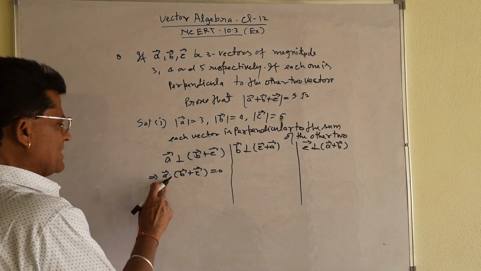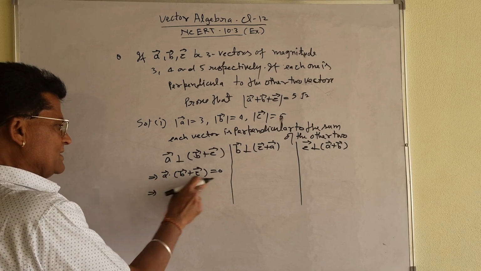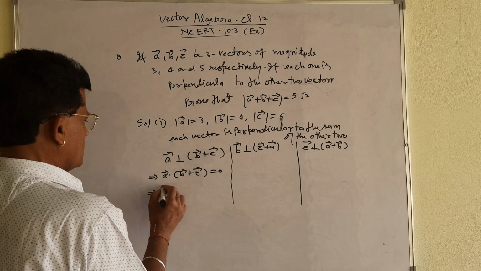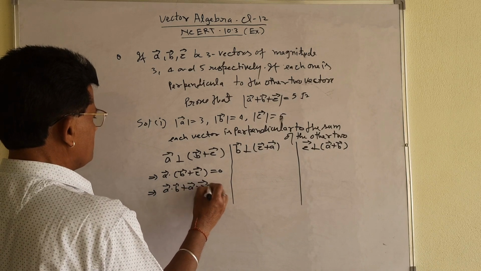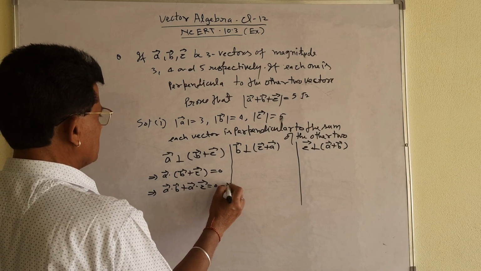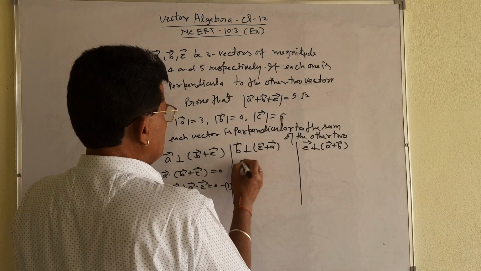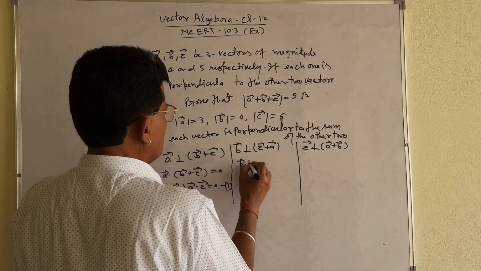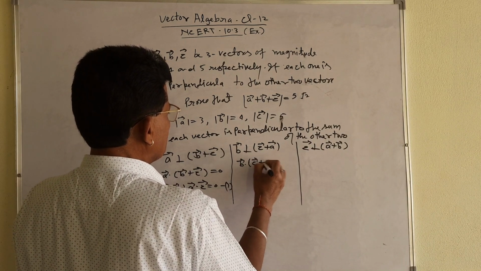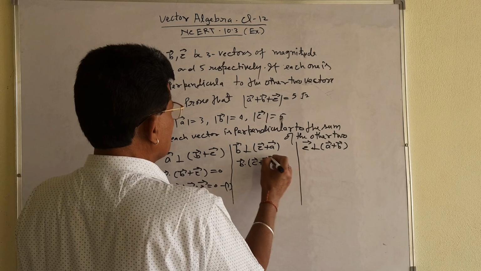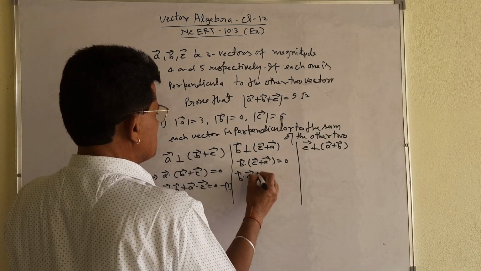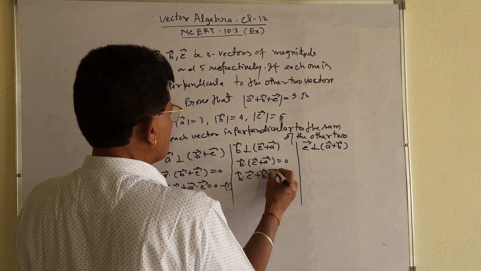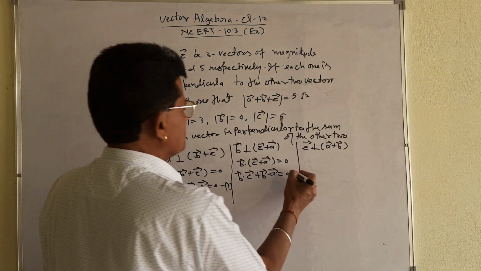So, okay, you multiply with vector A inside the bracket: dot product of A and B plus dot product of A and C will be equal to 0, equation number 1, suppose. B means vector B dot product with C plus A will be equal to 0. Dot product will be 0. My dear student, it is very simple. That is why you see carefully. That is equation number 2.